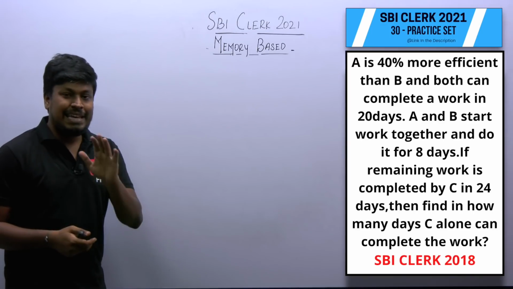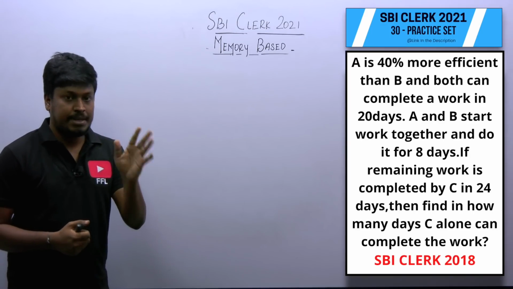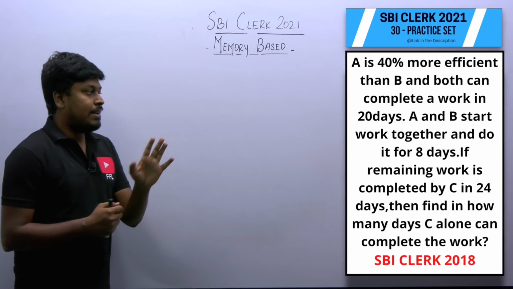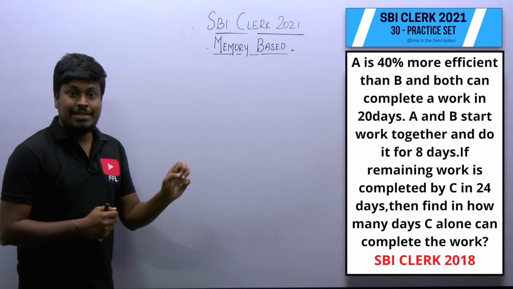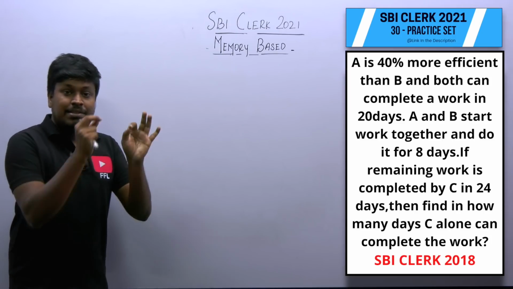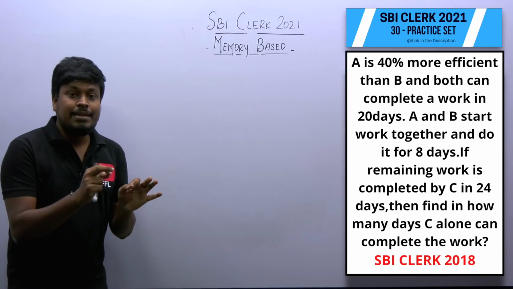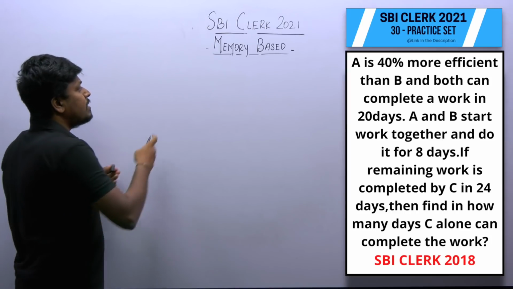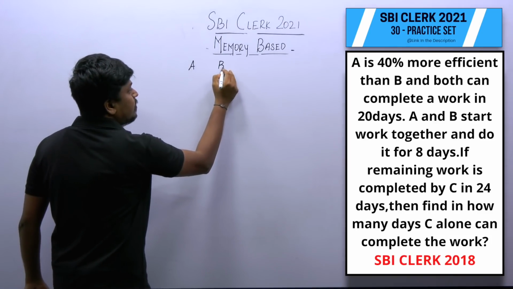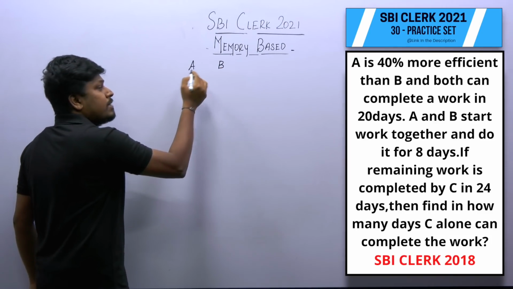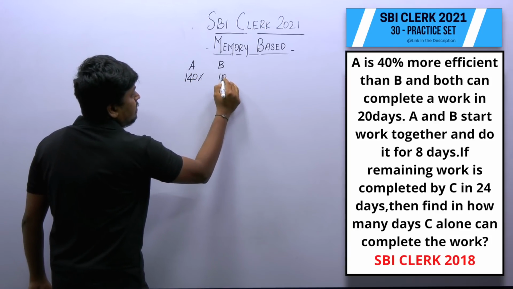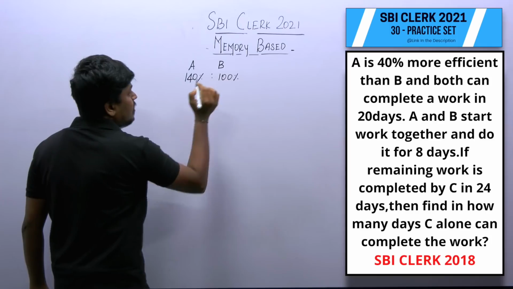Initially, A is 40% more efficient than B. So the question is based on efficiency, right? In lesson number 2, time and work, while teaching I told you how to write it if it is an efficiency question. So A is 40% more efficient than B. What is the meaning of it? A is more efficient when compared to B. So A is 40% more, so A will be 140%, then B will be 100%. Got this logic or not, right?